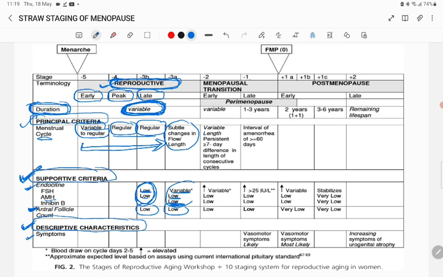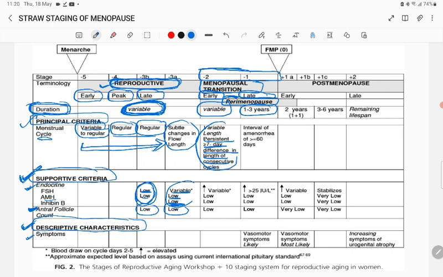Then menopausal transition, the classification ranges from -2 and -1. Menopausal transition can again be divided into the early phase and late phase. The duration is variable in the early phase and the late phase is 1 to 3 years. Okay, then the principal criteria is the cycle length. In the menopausal transition there will be persistent variable length, more than 7 days difference in the length of consecutive cycles.